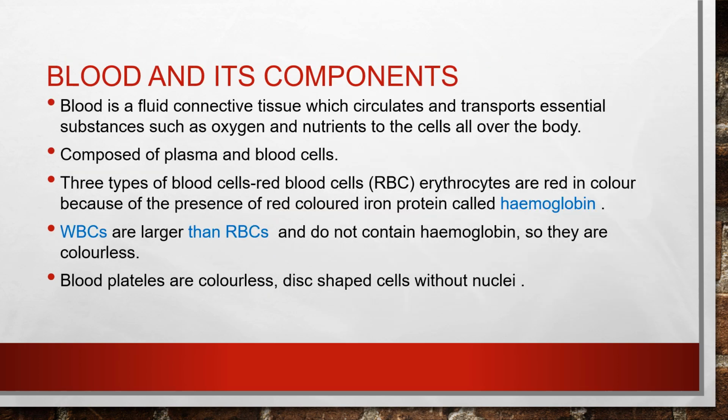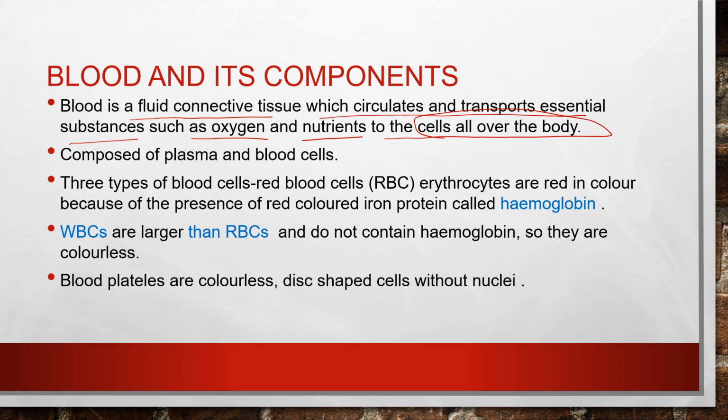Now first we are here to deal with the blood and its components. So what is blood? We all know what blood is. Blood is a fluid connective tissue which circulates and transports essential substances such as oxygen and nutrients to the cells all over the body. Is it clear? It is a fluid connective tissue. Why is it called connective tissue? It is connecting all parts of the body. It is circulating and acting as a connective tissue, and it is transporting substances like oxygen and nutrients to different parts of the body.